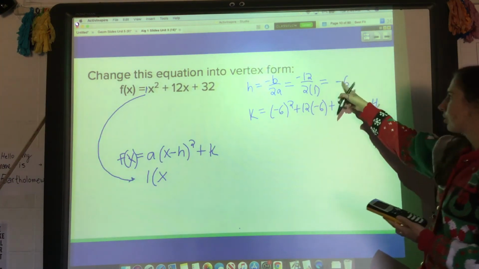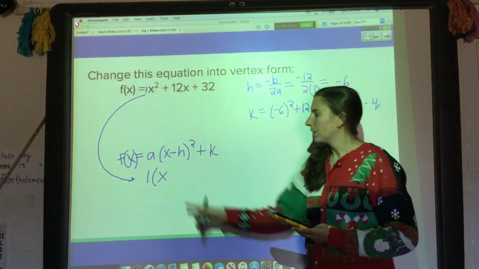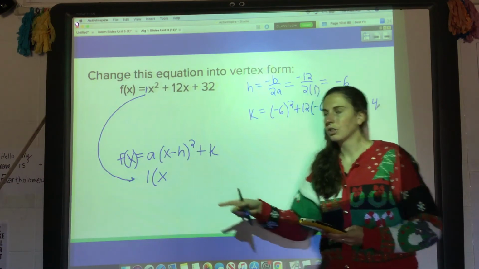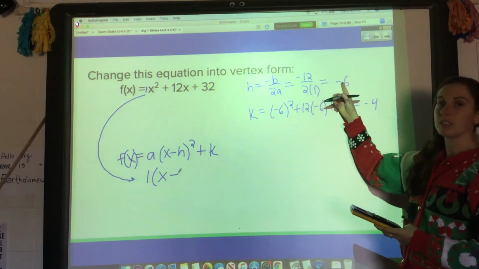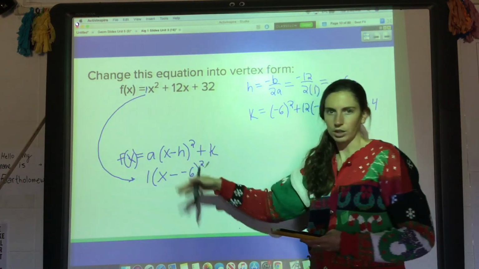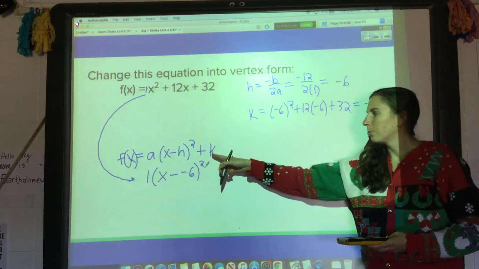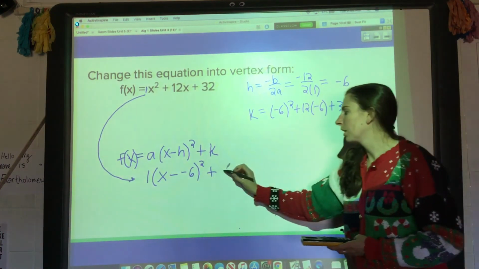So this is h, this is k. Just put them into the formula. I'm going to do x minus h. So I'm going to do x minus negative 6, which is going to turn into a plus 6. And then plus k would be plus negative 4.